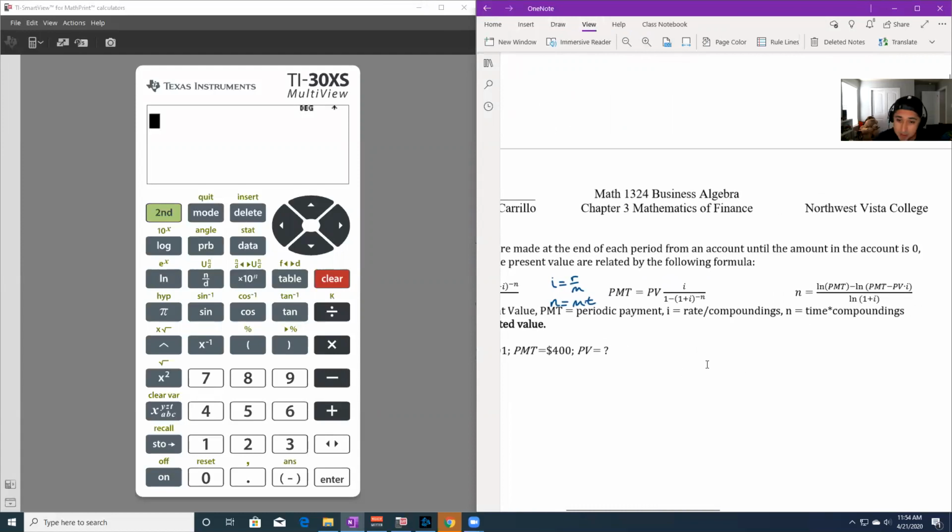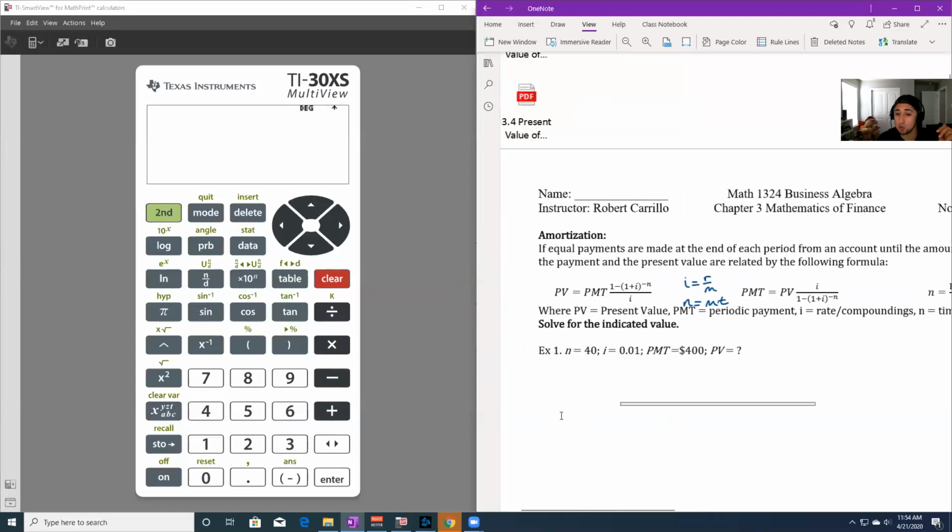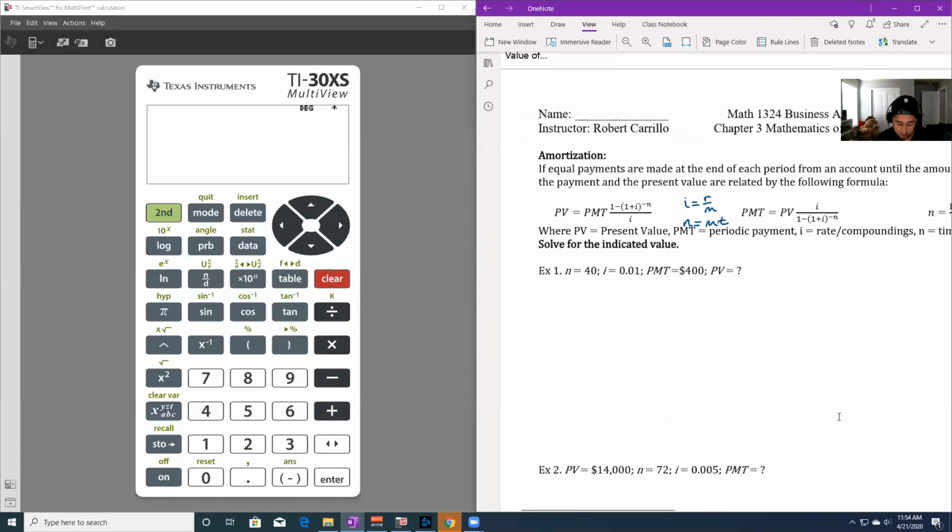If you need to solve for payment, payment equals present value times I over 1 minus 1 plus I to the negative n. If you need to solve for n, n equals the natural log of payment minus natural log of payment minus present value times I over the natural log of 1 plus I. Okay, and of course, knowing the formulas, the problem will tell you what formula you should use. So the first three are just practice problems, getting to work with the formulas and typing them in your calculator. So we can get started with that.